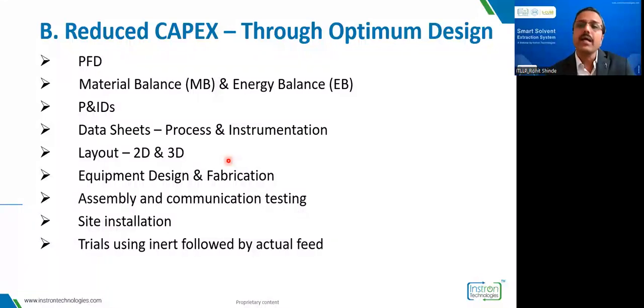Then we supply, do the site installation, followed by trials at the client place. We don't leave the client in between; we help them get the desired product. We help till the end, basically.